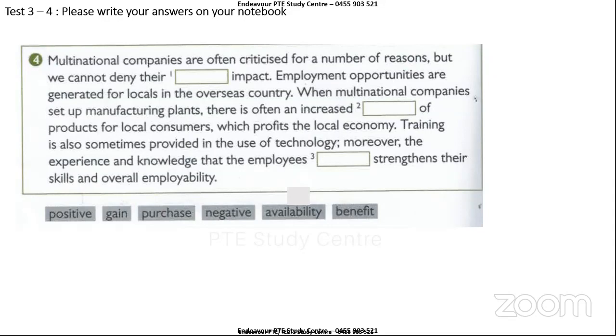Is that what they are talking about here? Increased what? And increased availability of products for local consumers, which profits the local economy. Training is also sometimes provided in the use of technology; moreover, comma. This is how we use a conjunctive adverb with the semicolon-comma rule.